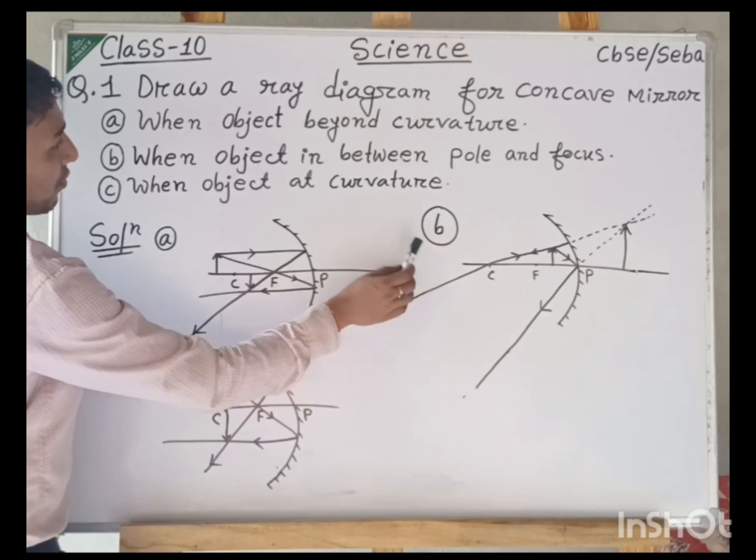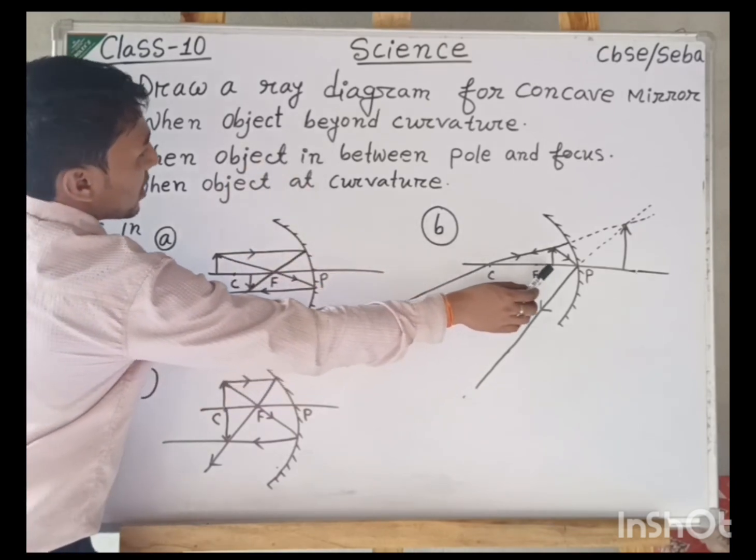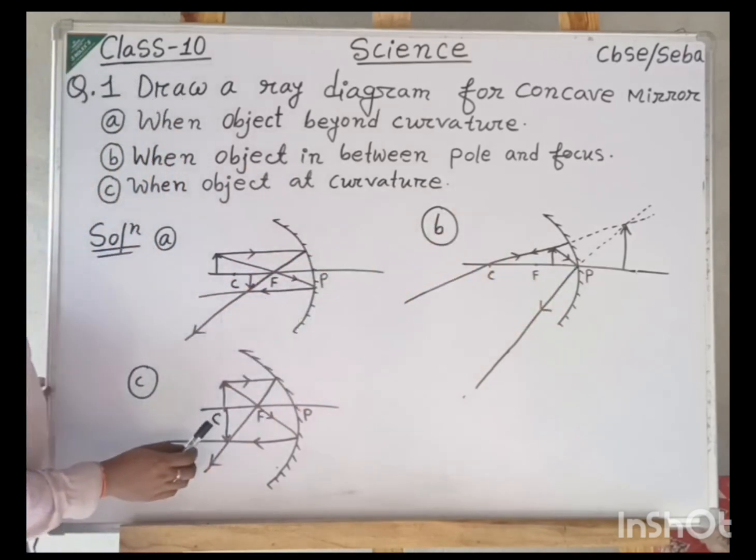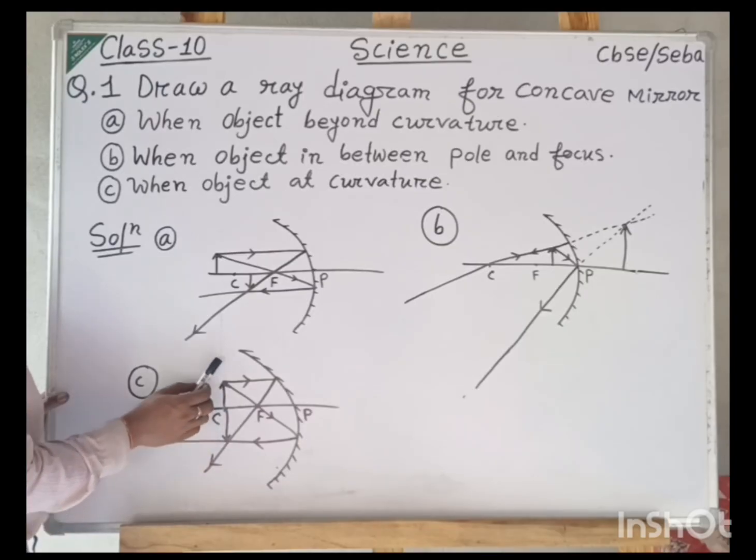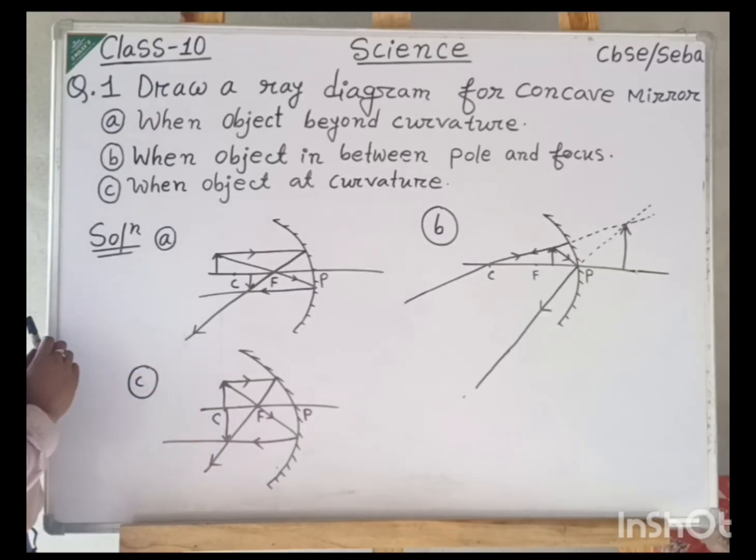This diagram is for A, when the object is placed beyond the curvature. This diagram is for B, when the object is placed in between pole and focus. And this diagram is for C, when the object is placed at the curvature. So finally, I have completed the answer for this question.